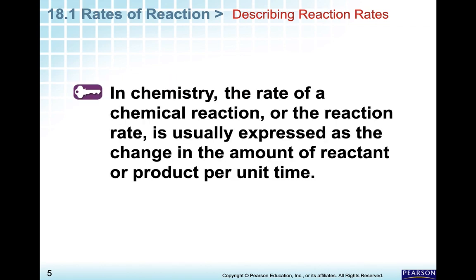So in chemistry, when we talk about the rate of a chemical reaction, we're going to use a change in the amount of reactant or product per unit time. So how much of our reactant was used up every second, or how much of our product was produced in 1 second.